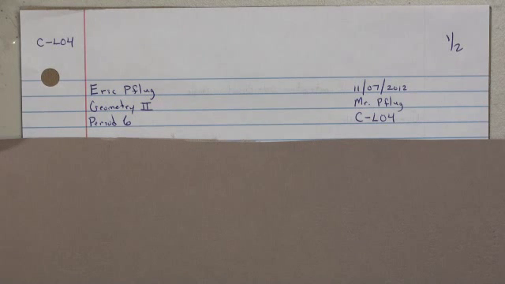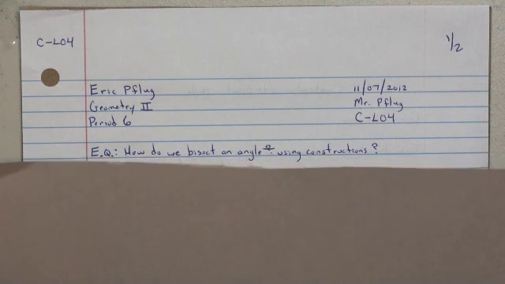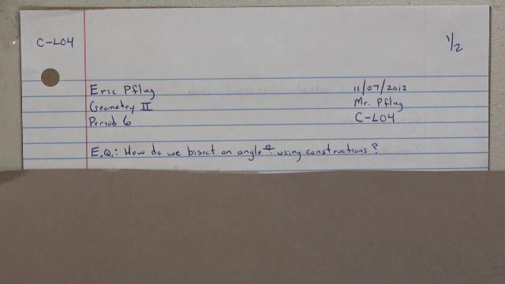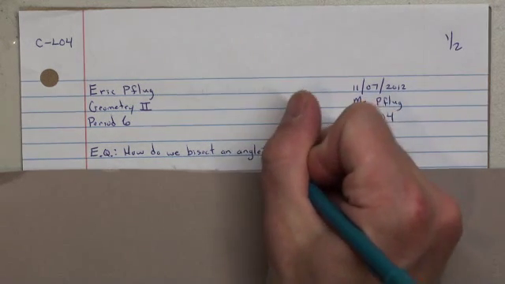Alright, this is lesson C-L04. This is our unit on construction. This is the fourth one, so put your heading. The EQ, or the essential question, is how do we bisect an angle using constructions?